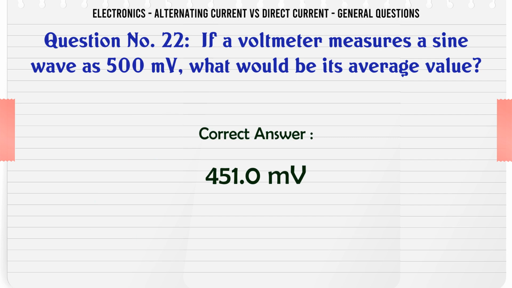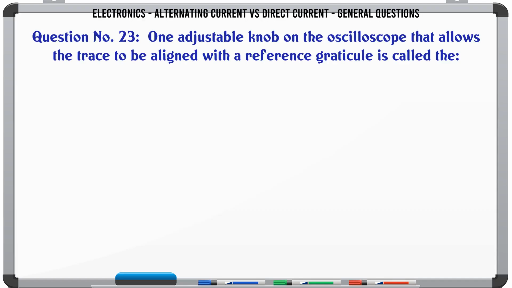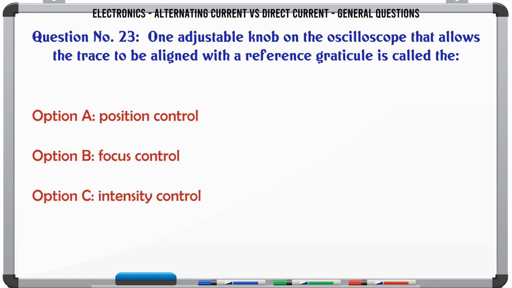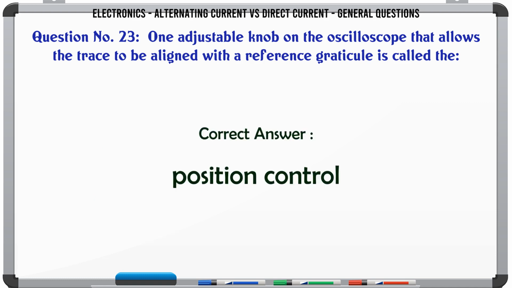One adjustable knob on the oscilloscope that allows the trace to be aligned with a reference graticule is called the A. Position control. B. Focus control. C. Intensity control. D. Volts cm control. The correct answer is position control.